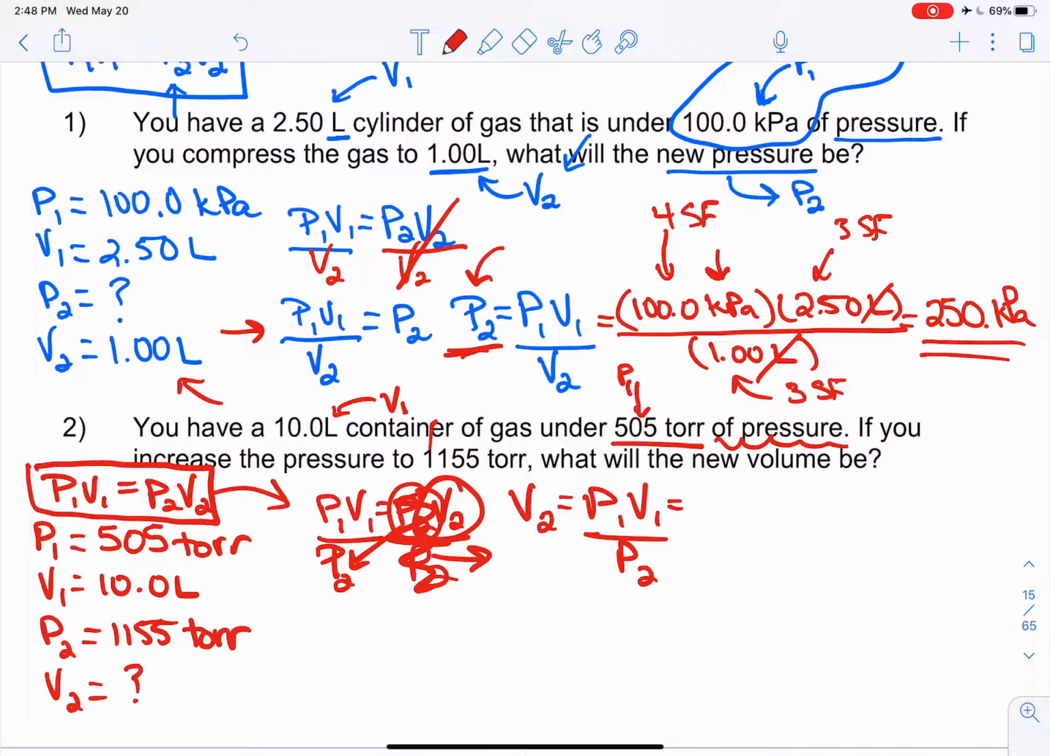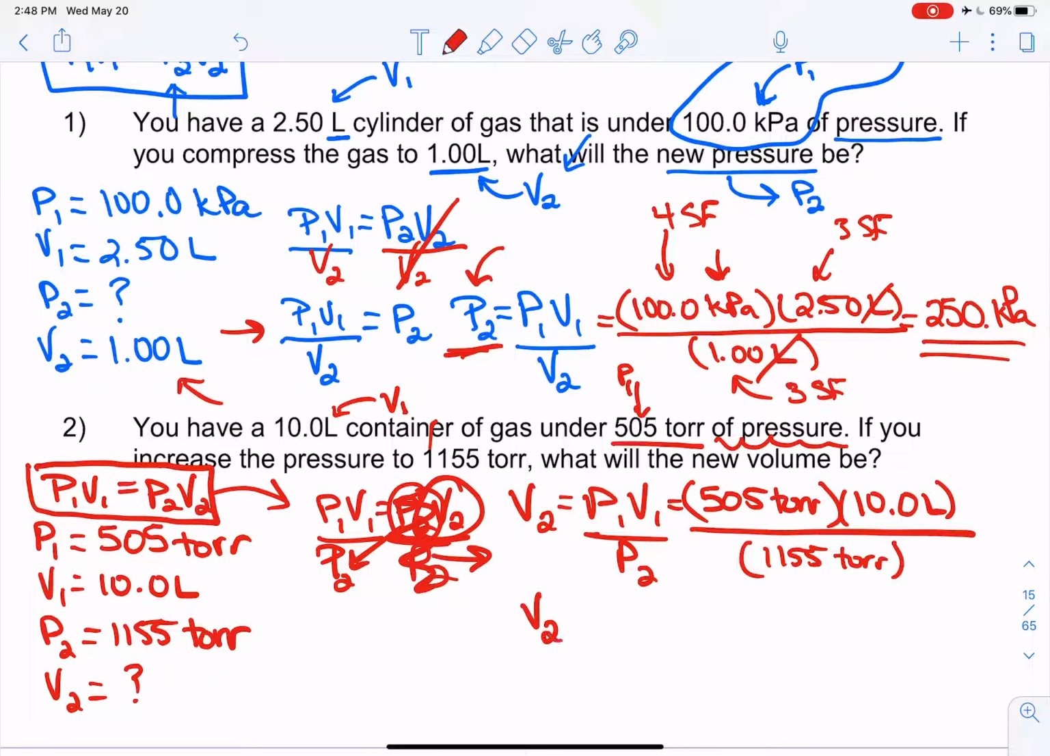So P1 is 505 torr. We've got 3 sig figs there, multiplied by V1, which is 10 liters. We've got 3 sig figs in 10 liters. And then we have P2 on the bottom, which is 1155 torr, 4 sig figs. So we have 3 sig figs times 3 sig figs divided by 4 sig figs. So our answer is going to be how many sig figs? 3 if we're using significant digit rules.